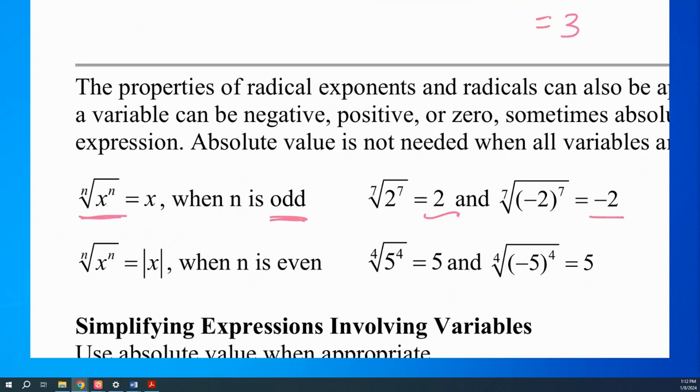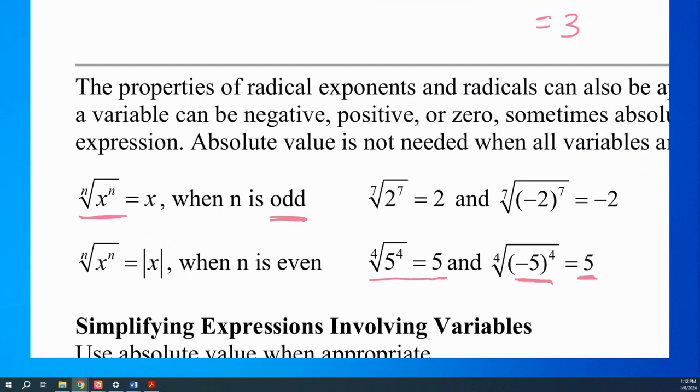Odd roots maintain their signs, meaning if it's negative under the radical, it's going to be negative when you simplify it. If it's positive under the radical, it's going to be positive when you simplify it. Even roots are a little bit different. If I took the fourth root of 5 to the 4th, we all understand that that's going to be positive, yes? But if I raised negative 5 to the 4th, would that be a positive or a negative number? Positive, right? Because it's an even power. So what we get out is going to end up being positive as well. Did we see that?